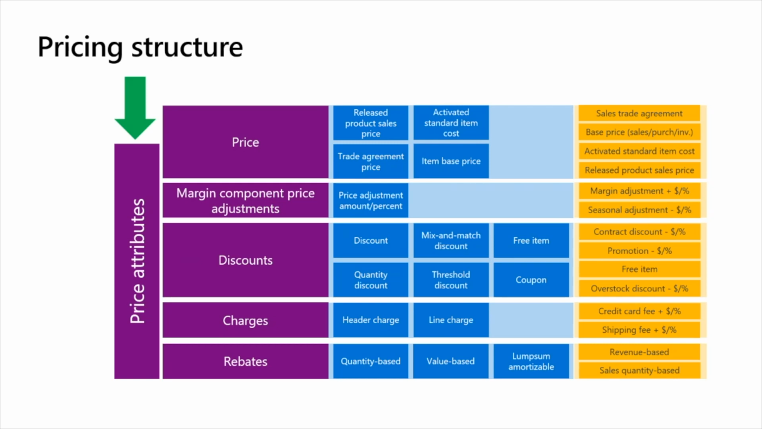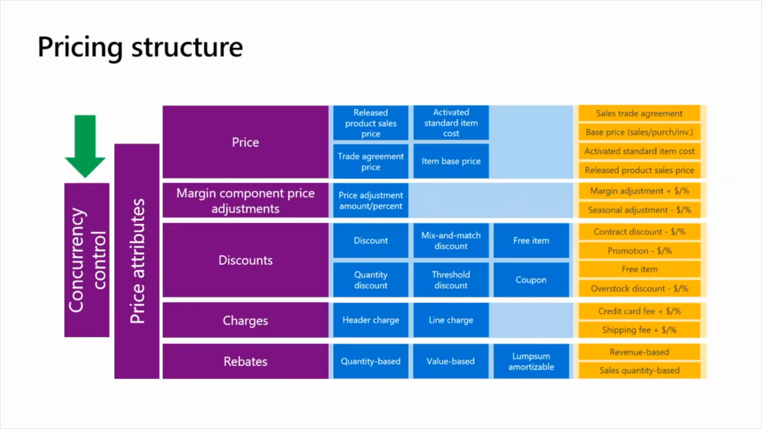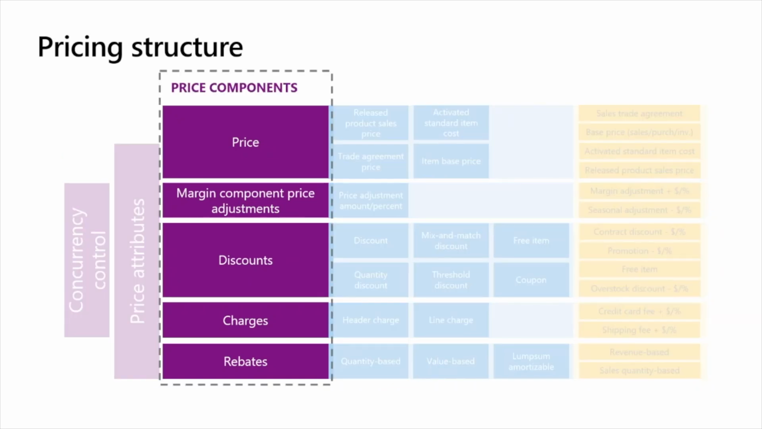Price attributes can be used across all these price components, and it provides a flexible way for you to define your pricing factors. It leverages information about customers, products, as well as sales order header and lines. Extension points are available for you to extend the price attributes. Concurrency control determines how multiple applicable pricing rules interact and compute the outcome when they're associated with the same price component. In Dynamics 365 pricing management, and throughout this presentation and demo, price components refers to price, margin, discounts, charges, and rebates. These are the various building blocks available for your pricing strategy.